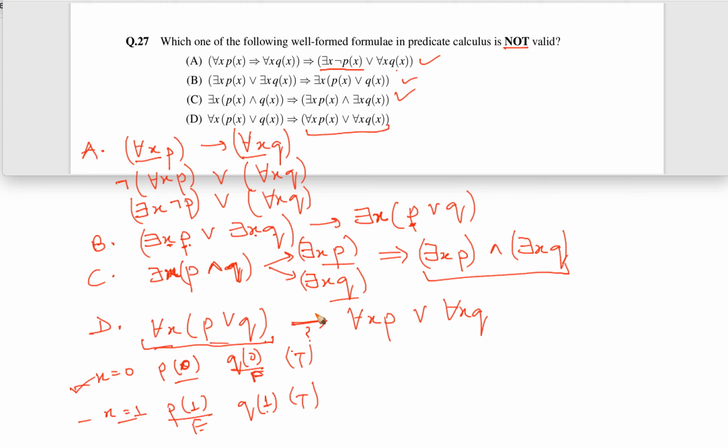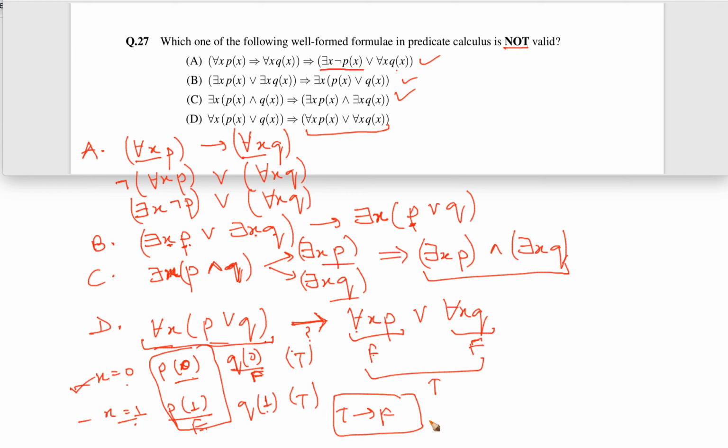But what about for all x p? For every x equal to 0, x equal to 1, is p true? No. One time it is true, one time it is false. So this thing is false. Similarly, for all x q is also false. One time true, one time false. And false or false is false, right? So the left side is true and the right side is false. This is the standard way of showing that this thing is not valid. So we have proved that this is not valid. So which one of them is not valid? The correct answer is D.